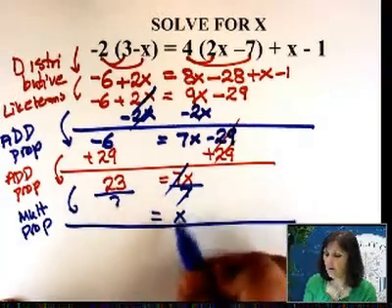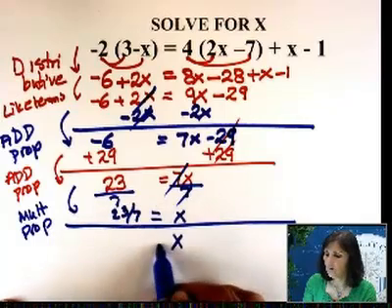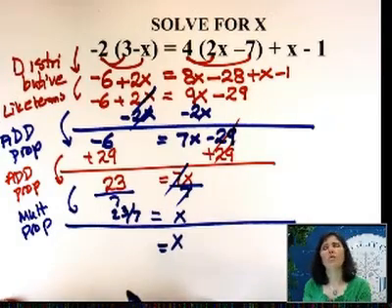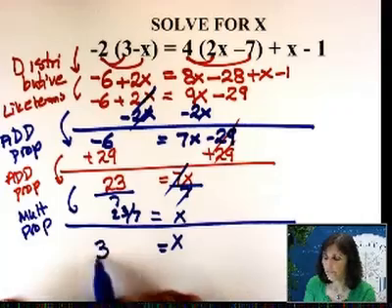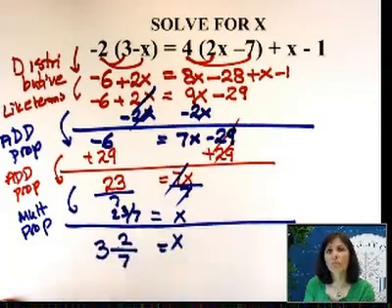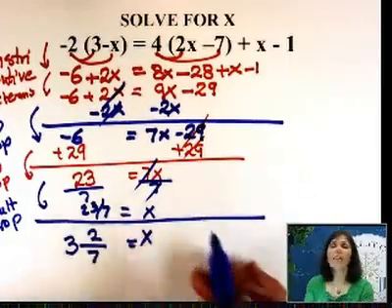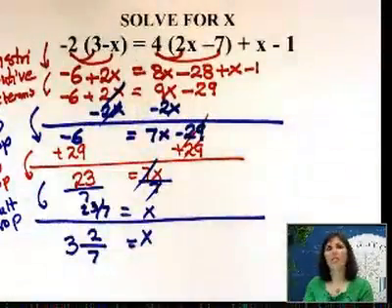What do I end up with? 23 over 7. You can also clean that up. How many 7s in 23? 3 times 7, 21, to 23. So x is 3 and 2/7. And you can check that by plugging it back into the original equation.